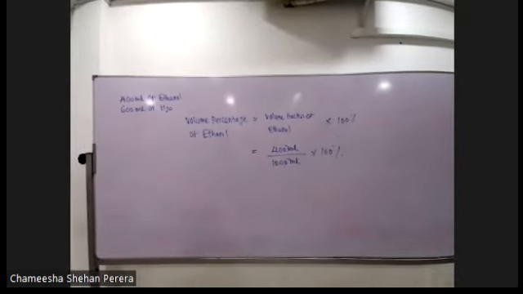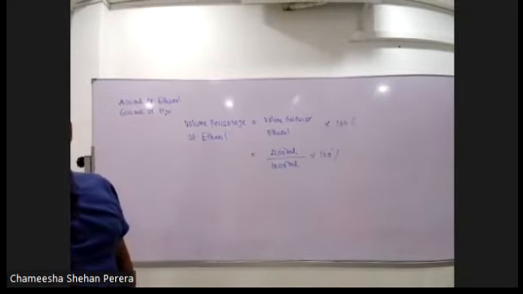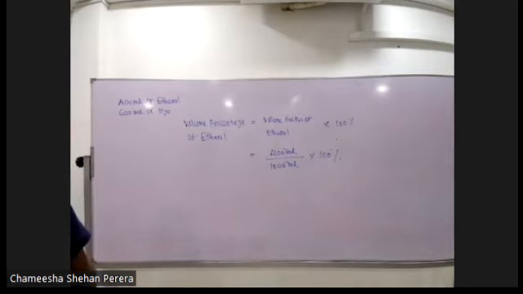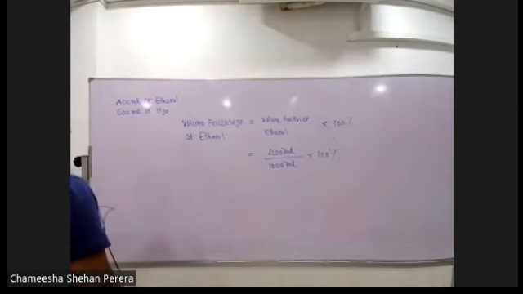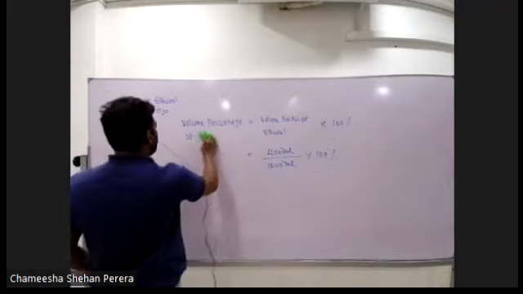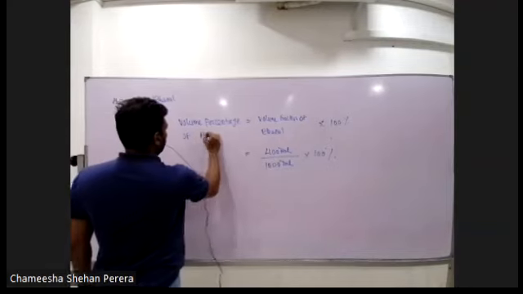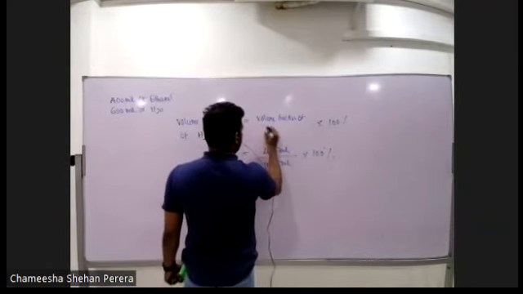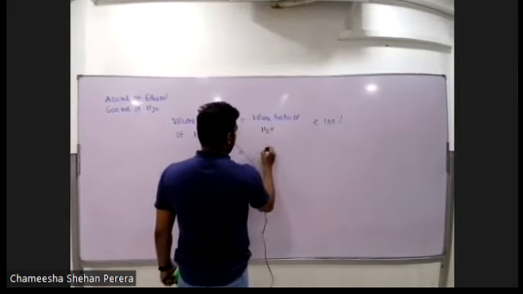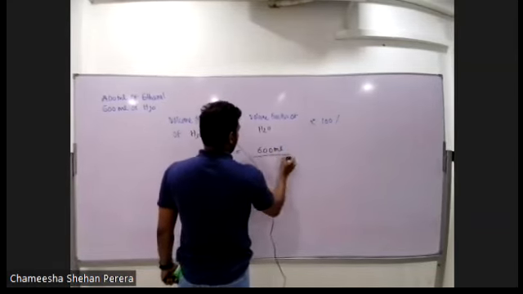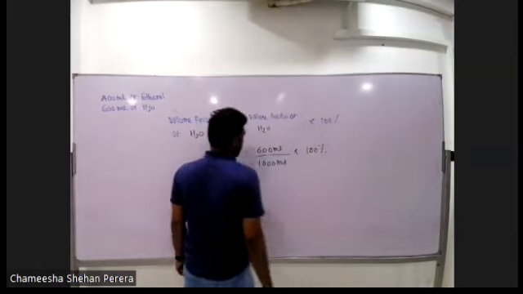Done with that, guys? Yes, sir. Okay. Right. So then the volume fraction of water into 100%. So how much water was present here? 600 ml of water divided by 1000 ml, the total volume, and make it 100%, right?